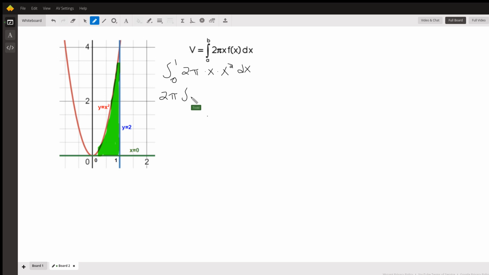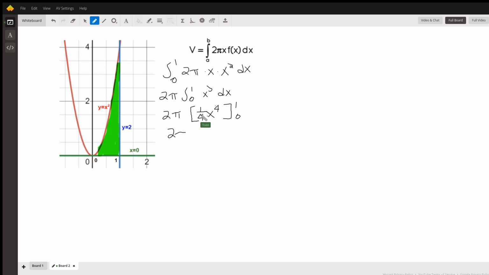So we have 2 pi times the integral from 0 to 1. Now x to the first times x to the second is x to the third. So we have 2 pi times the integral from 0 to 1 of x to the third dx. We just evaluate that. The integral of x to the third: add 1 to 3, that's x to the fourth, and you would put 1/4 in front. So 1/4 x to the fourth, evaluated at 1 and at 0 and subtracting.